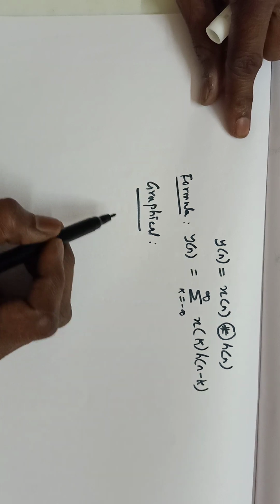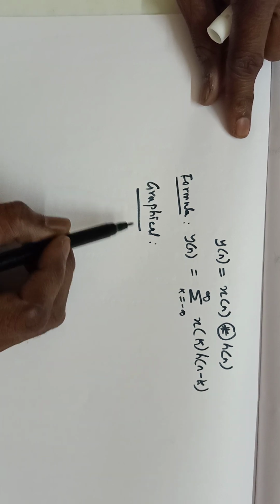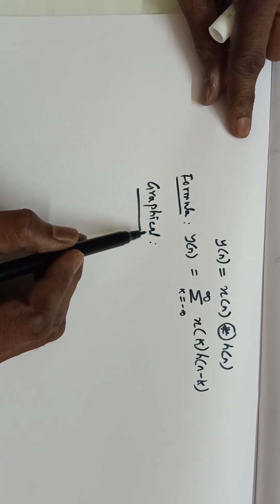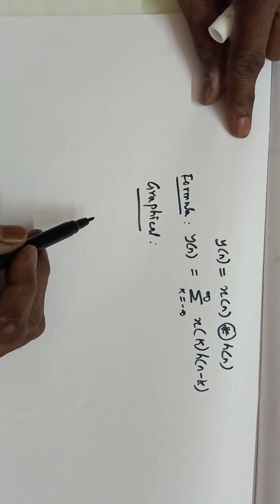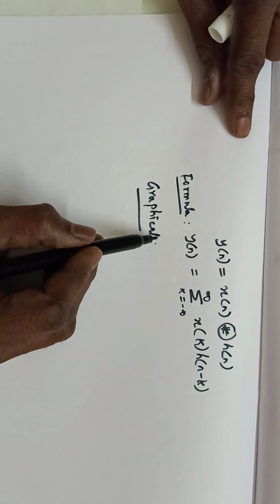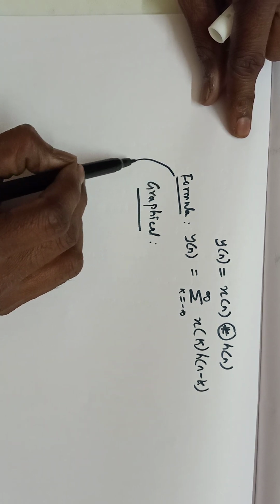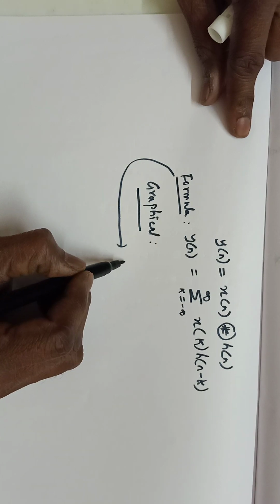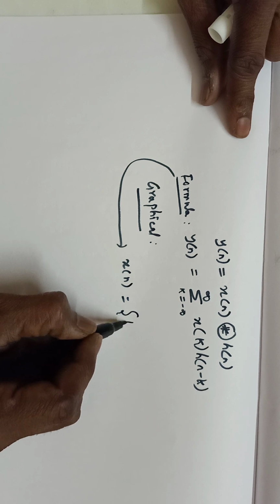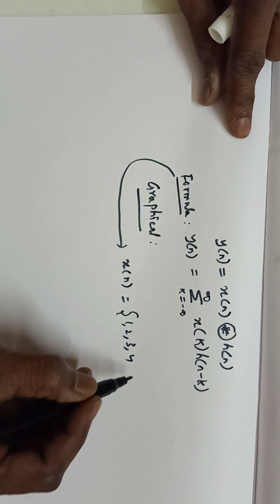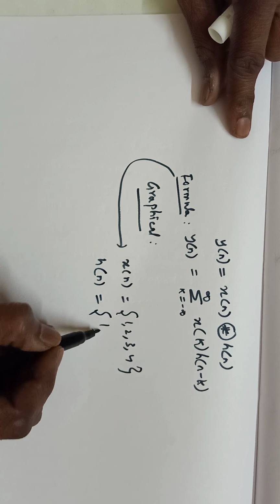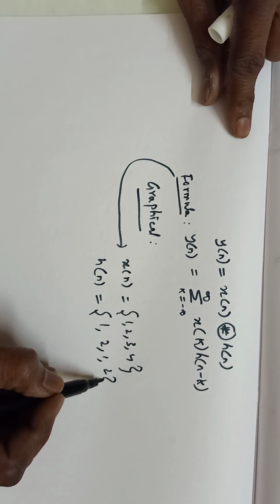If you want to go with the formula method, it is somewhat difficult. We can always prefer the graphical method to solve the convolution. So let's see the formula method first, and then we'll see the graphical method. Let's take x of n as one signal, say 1 2 3 4, and h of n as another signal, say 1 2 1 2.